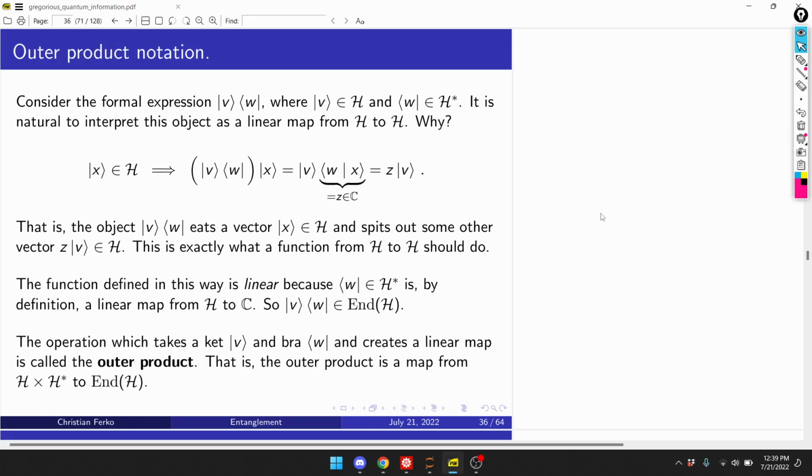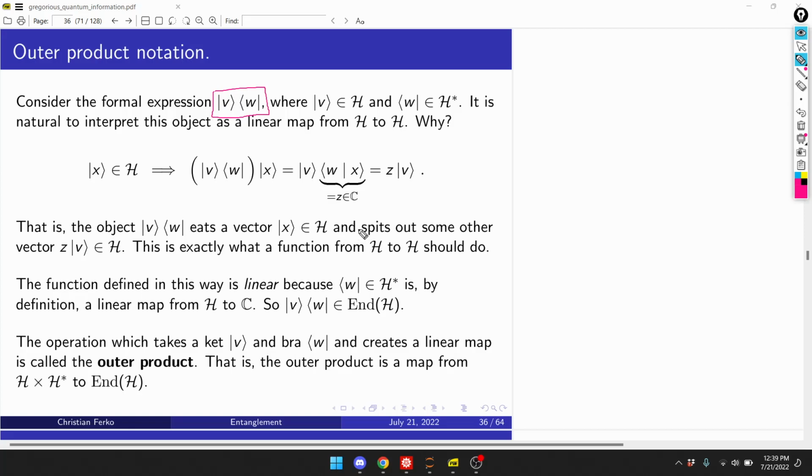Okay, so now I have to introduce a little more notation. How do physicists tend to write endomorphisms or linear maps? Well, first, let's look at this. I have not defined what it means to write a ket next to a bra like this. Since I have not yet defined it, I'll call it a formal expression. So here's a formal expression of an element of H written next to an element of H star. What is this object? Well, I claim it is natural to interpret this object as a linear map, an endomorphism from H to H. Why is this a linear map?